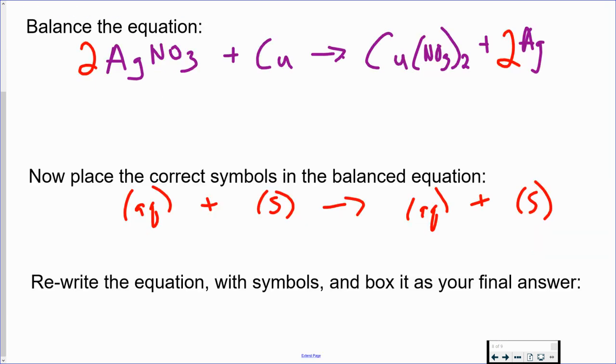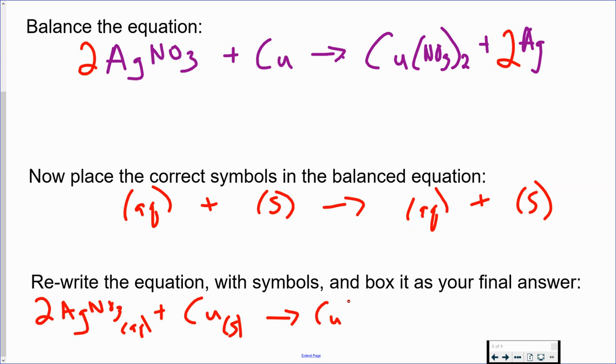And if you were writing this all out, like you may in the future, what you would do then is put it all together. So it's 2 AgNO3 that are AQ plus Cu, which is a solid, goes to Cu(NO3)2 aqueous plus 2 Ag solid. And that's putting it all together. So I'm going to have you guys try one, and we'll see how we do.